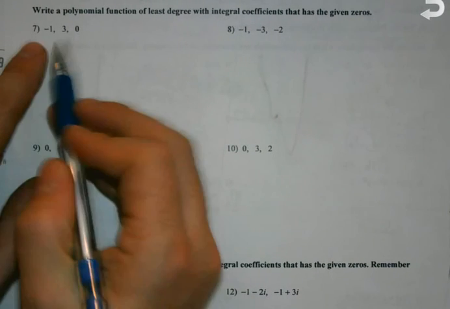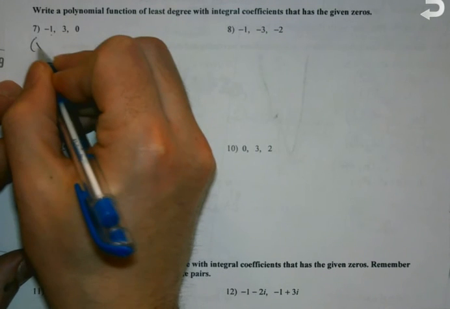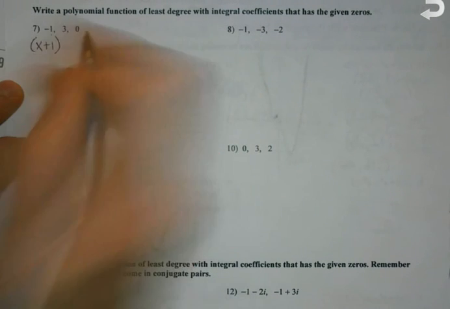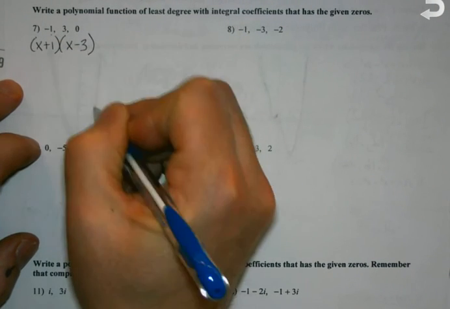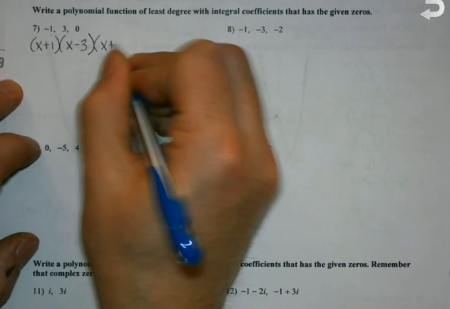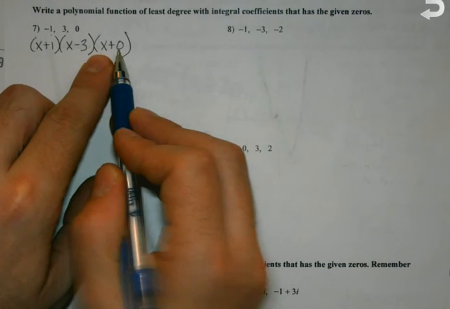writing polynomial functions of least degree with integral coefficients sounds real big and nasty, but it's not. Remember, these zeros are just opposites. So when I write my binomial terms, I'm just changing the signs on these. So change my positive 3 to negative 3. For 0, there really is not an opposite. So remember, we were pairing these off before. But one question before we pair off: what's x plus 0 going to be?